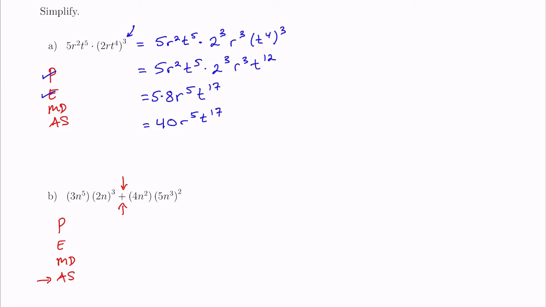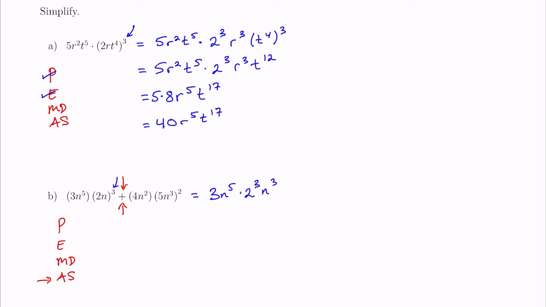In the first half, we have, in parentheses, 3n to the fifth times the quantity 2n to the third power. The first step in simplifying is to deal with the exponent on the outermost parentheses there on the second factor. So 3n to the fifth is not going to change, but the quantity 2n raised to the third power will become 2 to the third times n to the third. We're applying that outer exponent to each factor in the parentheses. I'm going to finish simplifying this first half, and then I'll come back to the second half.